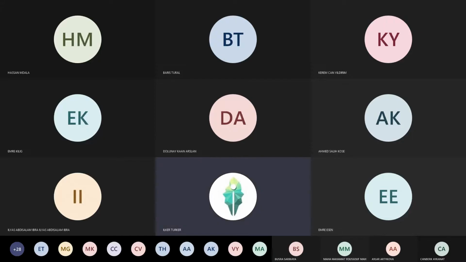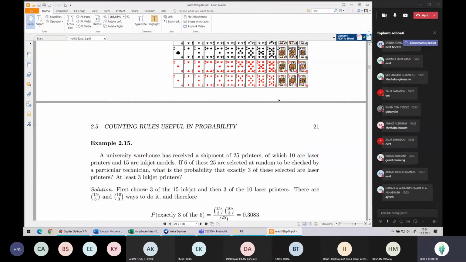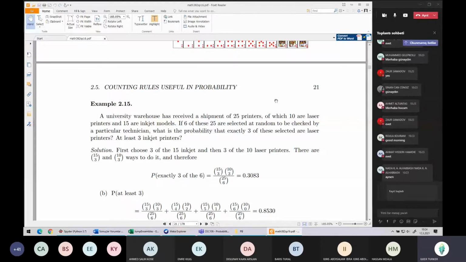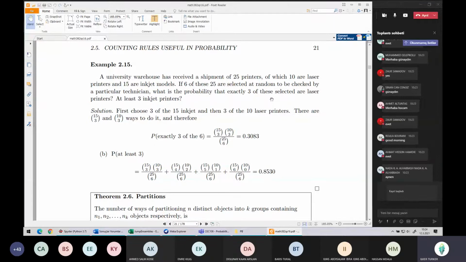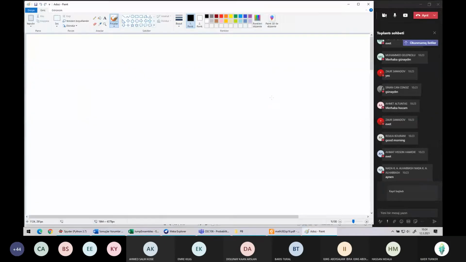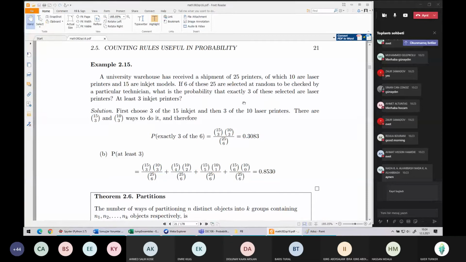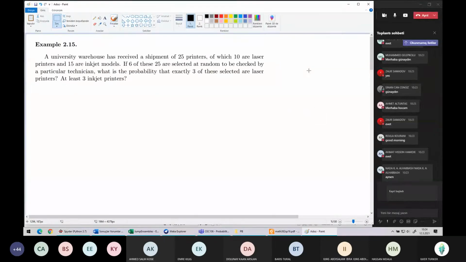Hello friends, this is third week's lecture of Probability and Statistics course. We continue from page 21, example 2.15. Let's start.